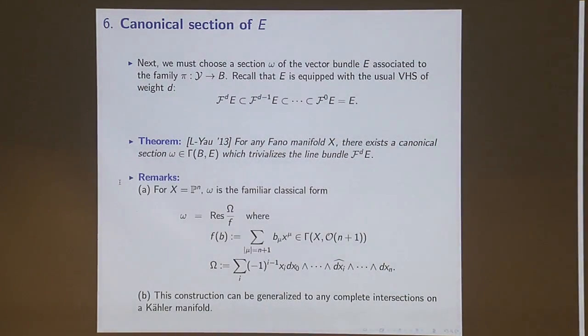So here, without going into detail, let me just give you an example to illustrate this. If you take the projective space, then omega is just the familiar Poincare residue given by this formula here, where omega written in homogeneous coordinates is given by this, and f is simply the universal section. So at each point, this is just a degree n+1 polynomial, and the residue is just the usual Poincare residue. The upshot here is that this construction can be generalized to any complete intersection on a Kähler manifold.